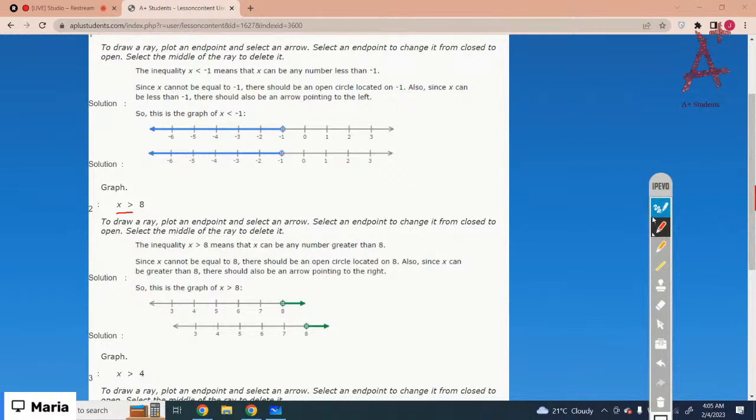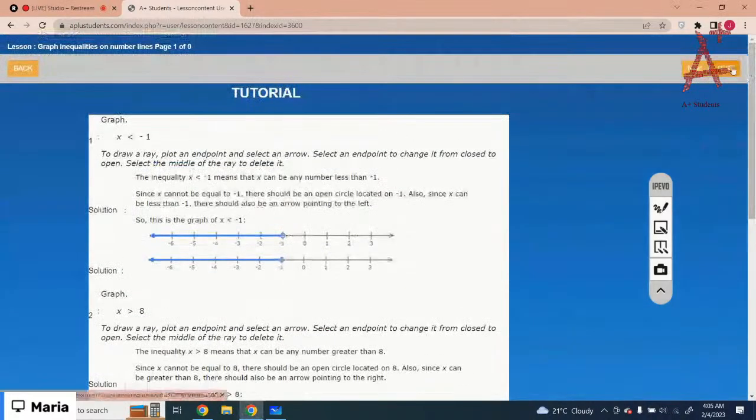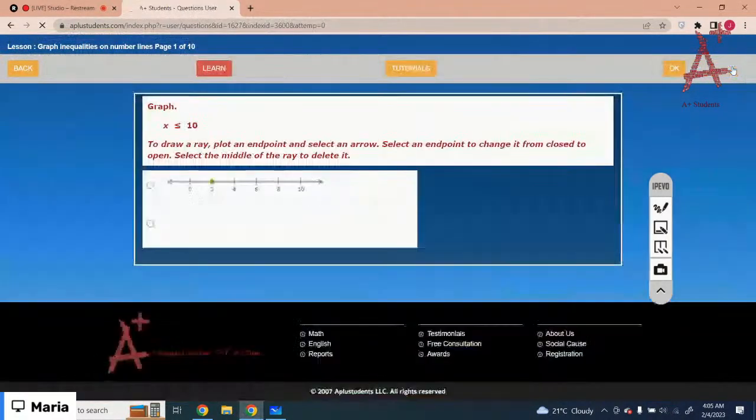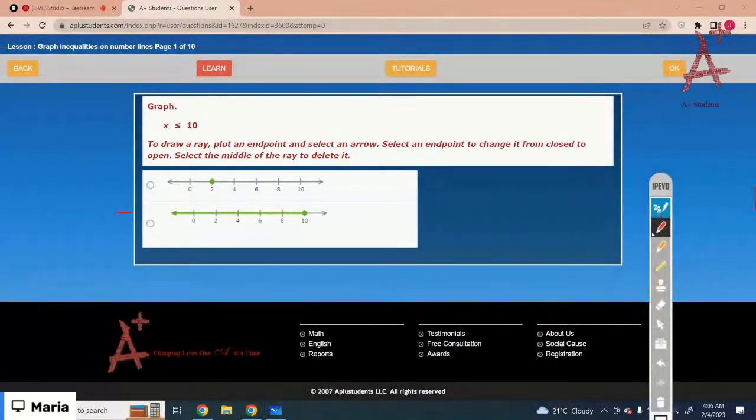Let's just start with the test questions so that we can do the practice questions. Okay, x is less than or equal to 10. So the inequality means x is less than or equal to 10.